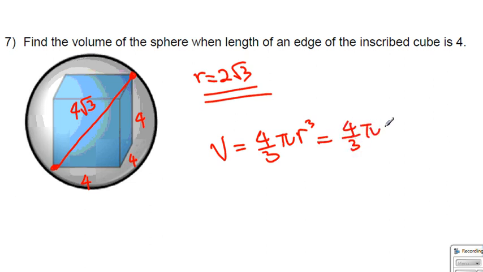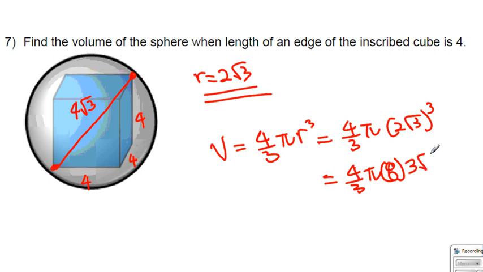4/3 pi r, which is 2 square root of 3 to the third power. Then here, we end up getting 4/3 pi. 2 to the third power becomes 8. And radical 3 to the third power becomes 3 square root of 3. And here, 3 cancels out. We end up getting 32 pi square root of 3. That becomes our final answer. Alright.